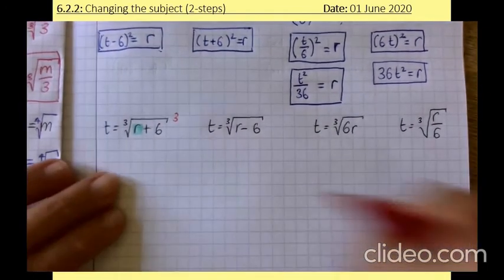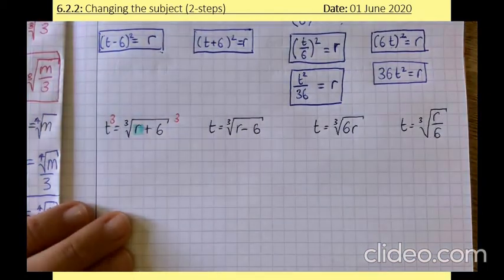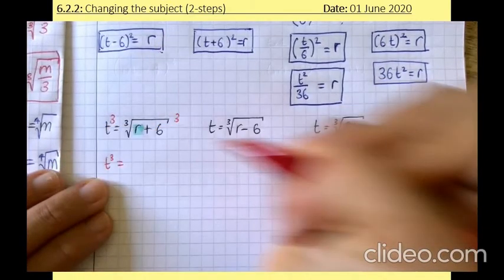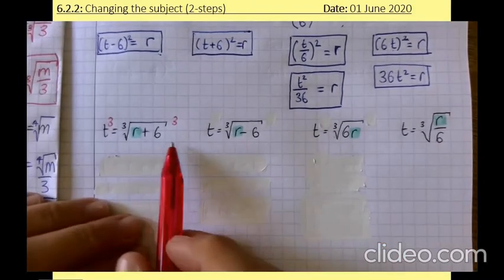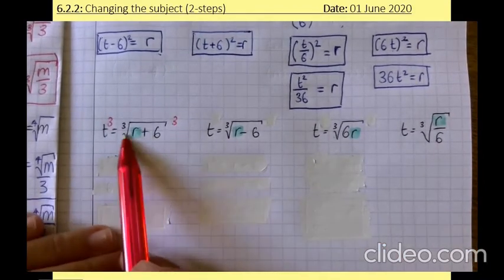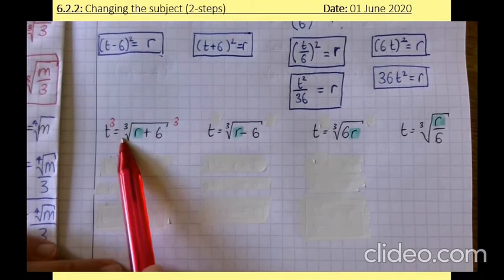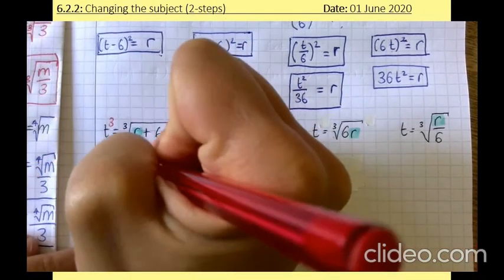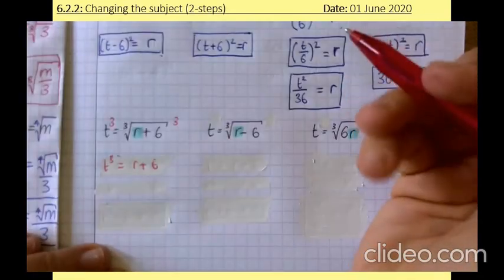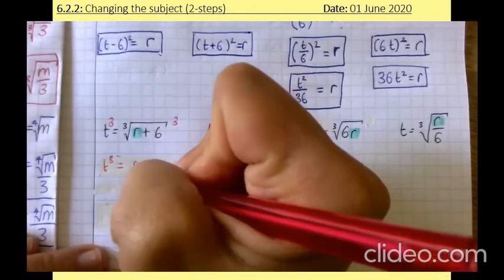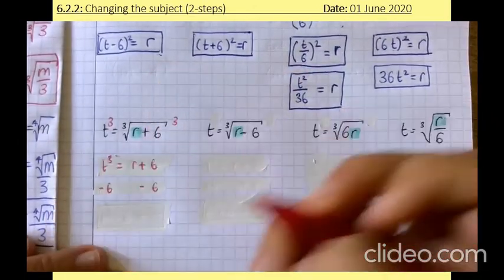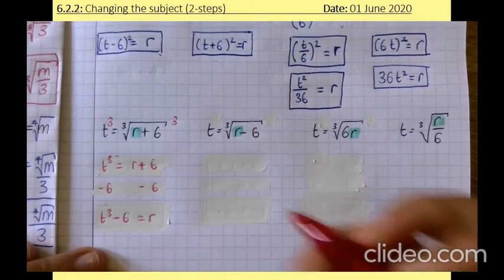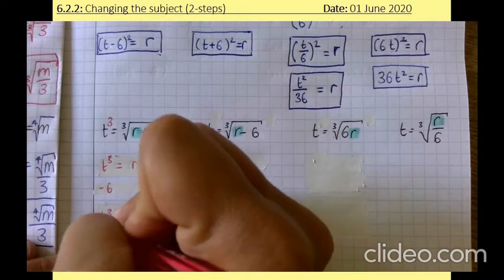Whatever I do to one side though, I must do to the other side as well. So what I get on the left hand side is t cubed. And on the right hand side, well, the cube root and the cube cancel. So I've cubed both sides because I want to undo the cube root here. So that means I have t cubed on the left hand side and r plus 6 on the right hand side. Then to get r by itself, I'm simply going to subtract 6 from both sides. To get t cubed subtract 6 equals r. And that means I have made r the subject of this equation.